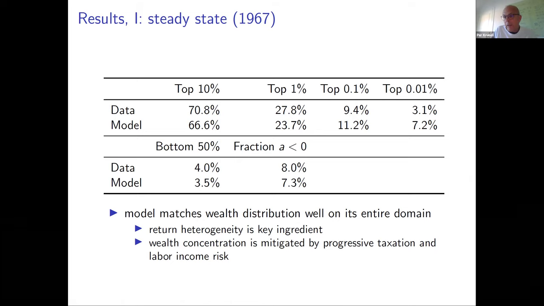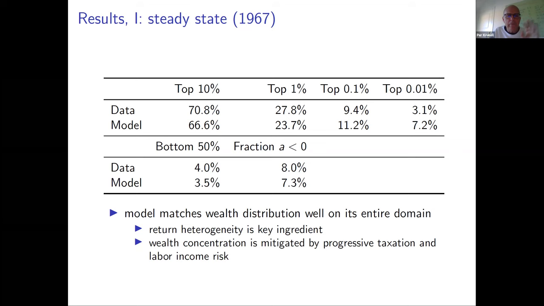Many of these papers, for example, use a bequest function that has less curvature than your U of C today, and you generate a lot of wealth inequality because of that, and people do that in this literature. I don't think it's a good thing. To me, it's a trick. But anyway, let me move on.